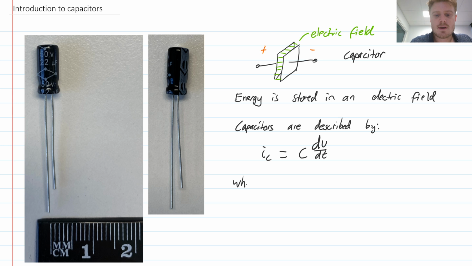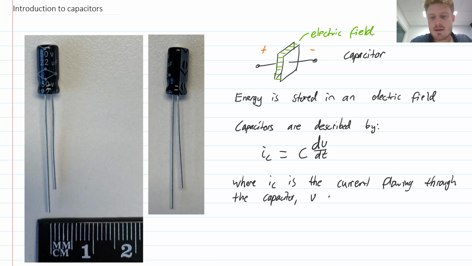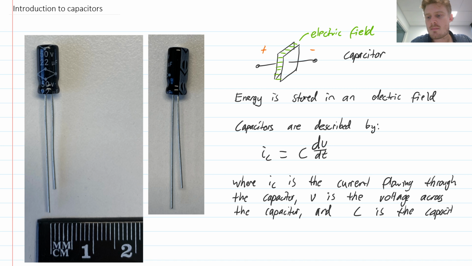Let's define these terms, where I_C is the current flowing through the capacitor, V is the voltage across the capacitor, and C is the capacitance. The capacitance, C, is measured in farads, with the letter F.